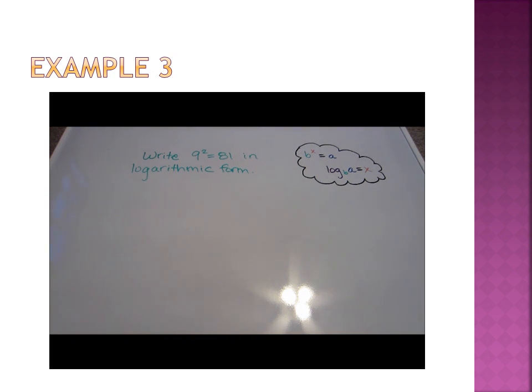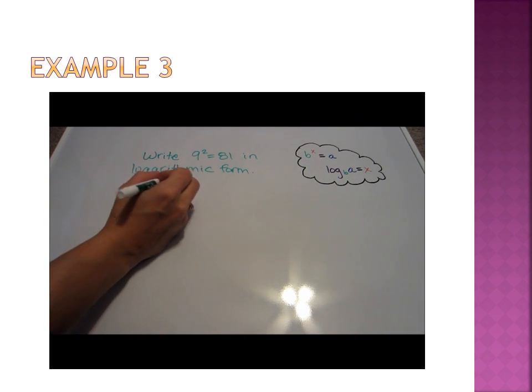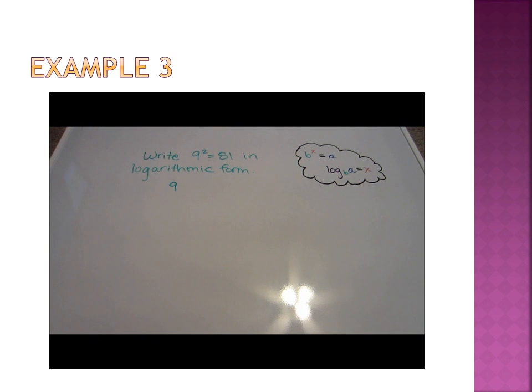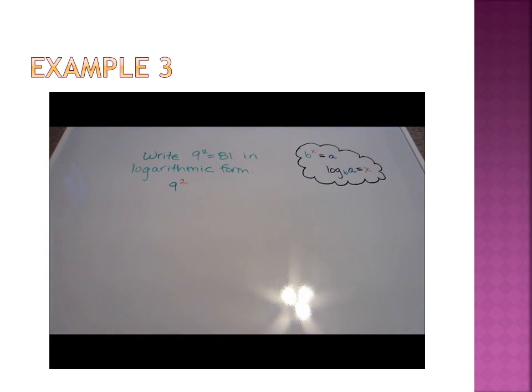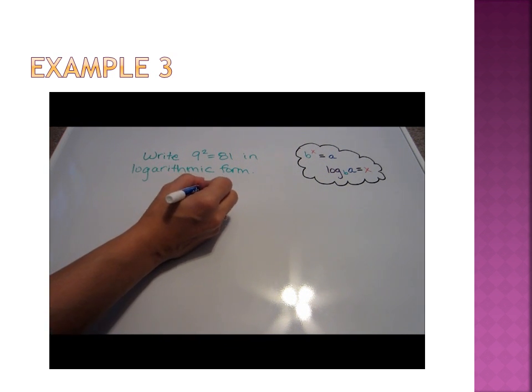For this problem, we're going to go the opposite way. We're going to write 9 squared equals 81 in logarithmic form. So in order to write this in the colors, we want our base to be 9, our exponent is 2, and that's equal to our a, which is 81.